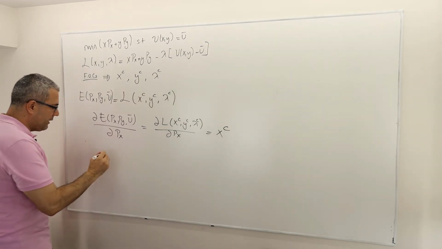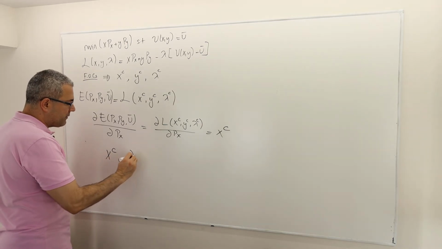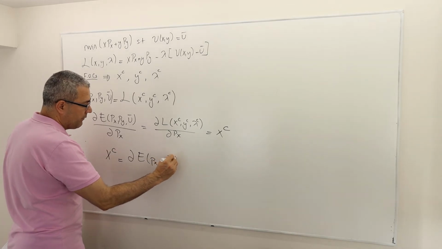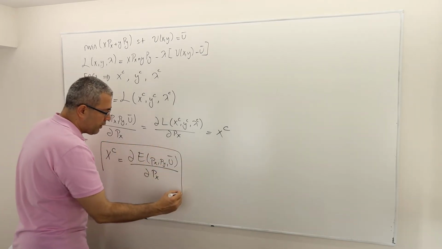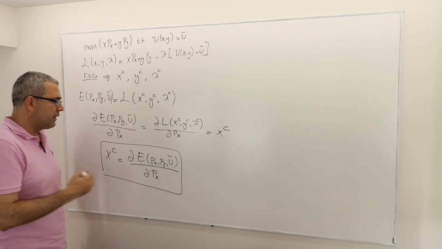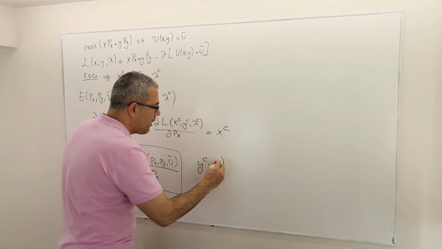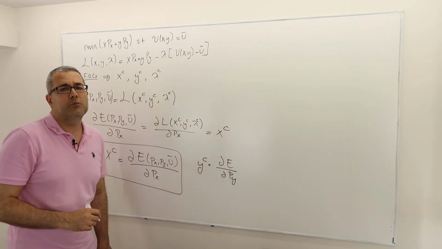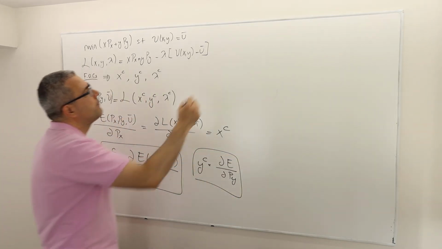So what does that mean? That means if you want to calculate the compensated demand from the expenditure function, if you know the expenditure function, all you have to do is take the partial derivative of the expenditure function with respect to the price of good x. And voila, you're going to get the compensated demand for good x. The same is true for y, obviously. If you want to find the compensated demand for good y, all you have to do is take the derivative of the expenditure function with respect to the price of good y. This is what we call Shephard's lemma.